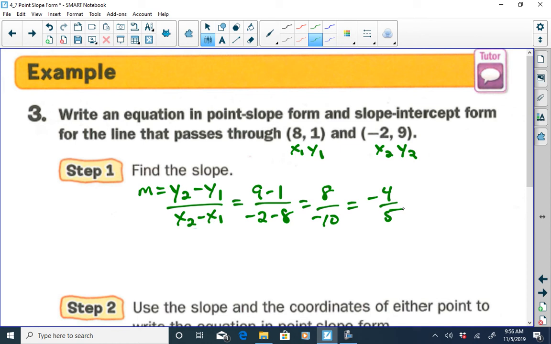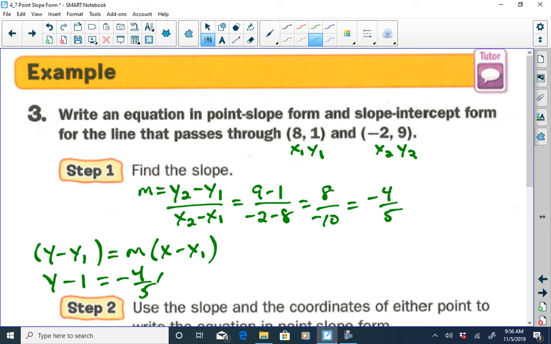So if I'm using point-slope form now, I choose one of the points. I'll choose this first point. I write my formula. So that's going to be y minus y1 is equal to my m times x minus x1. I substitute. Y minus my y1 is going to be 1. So that's y minus 1 is equal to my slope, which is negative 4/5, parentheses x minus x1. X minus my x1 is going to be 8. So there's my equation in point-slope form.